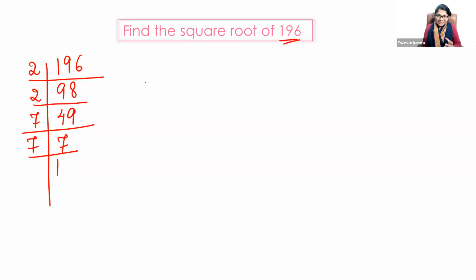Understand what we mean by prime factorization: 196 is made up of prime factors. Every composite number is made up of prime factors. So 196 को भी इसके prime factors में लिख सकते हैं, which are 2 into 2 into 7 into 7. यहाँ देखेंगे तो 2 into 2 एक पेयर बना है, 7 into 7 एक पेयर बना है.